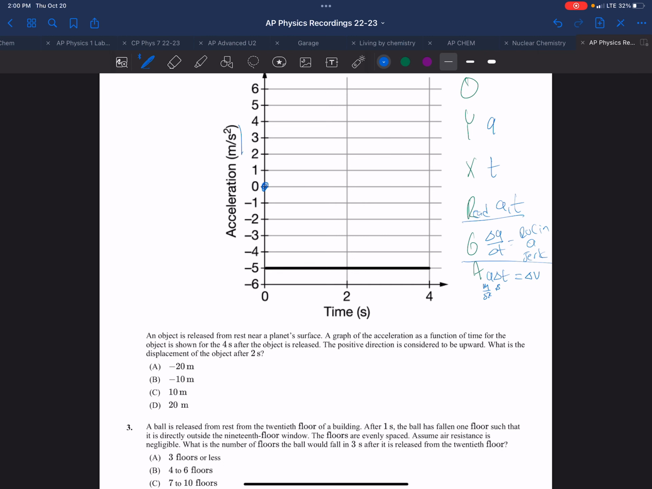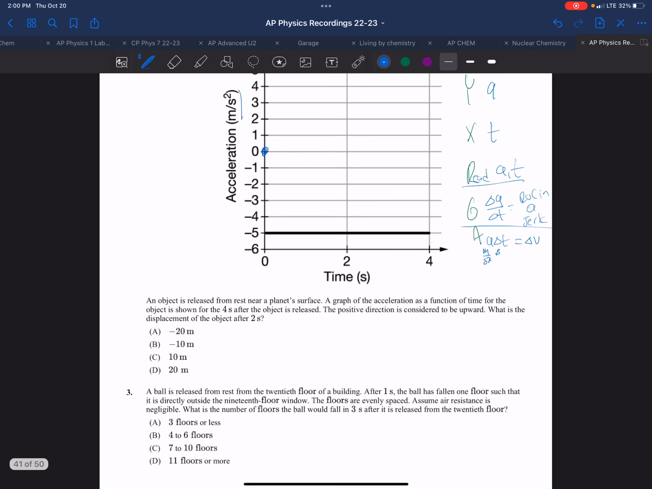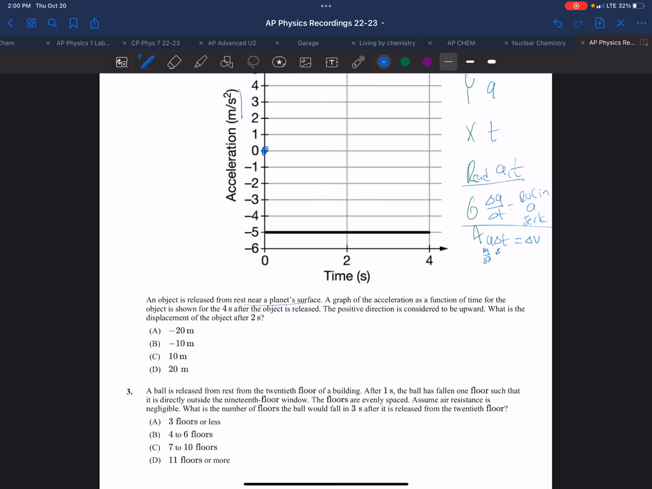All right, so we've got released from rest near a planet's surface. So a planet's surface, like the last question, it's not g. It's not 10 meters per second squared. From rest, V0 equals 0. Shown for the 4 seconds after it's released. Now, the fact that the acceleration is constant would match the behavior here on Earth, which would be a constant minus 10.